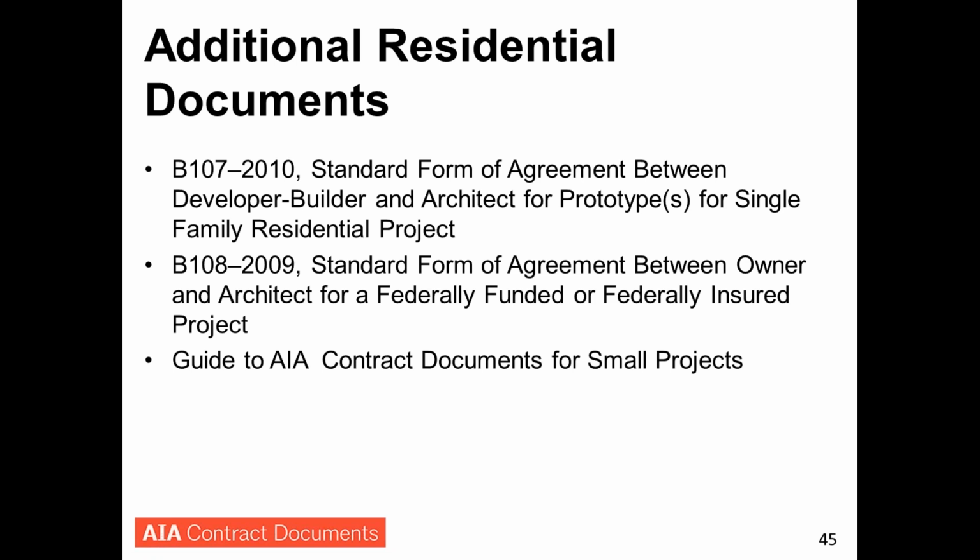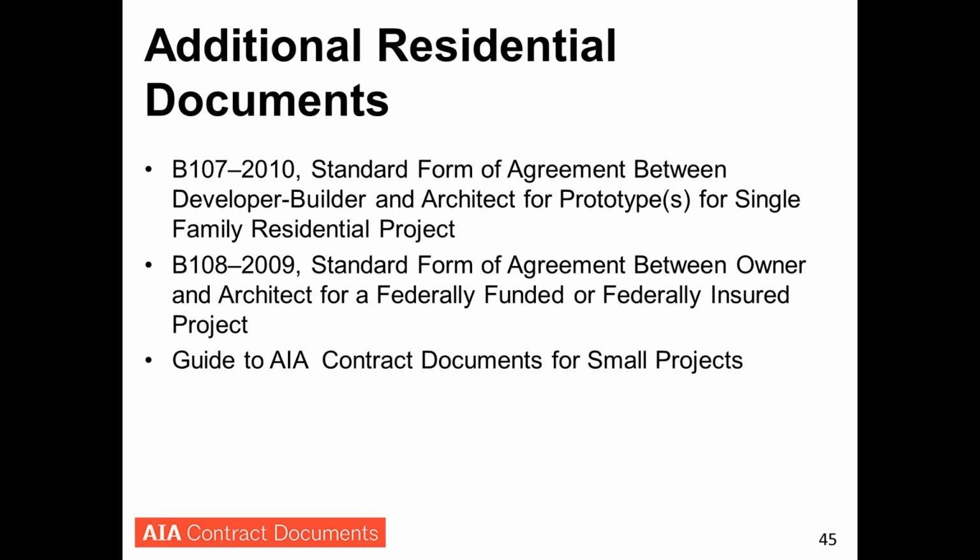B108 is an agreement between the owner and architect for a federally funded or federally insured project. We developed this with the assistance of HUD and the USDA. HUD asks that this document be used in construction under their FHA loan program. The USDA uses it in their rural development program, and it includes the types of provisions that those agencies want to see included in projects using their funding. So they're tailored for that.